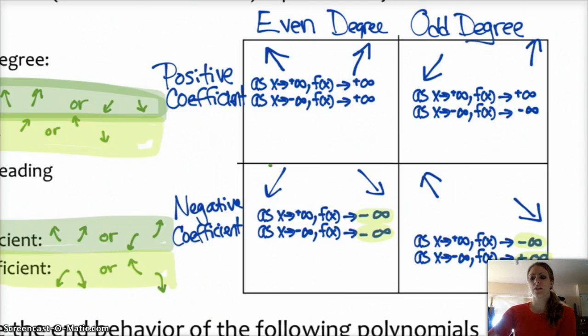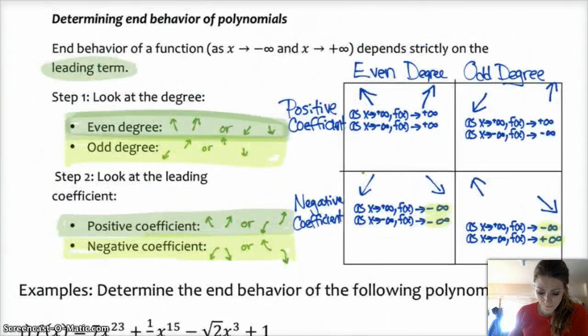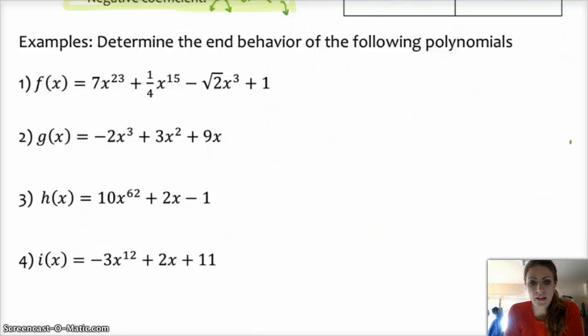Throwing a negative in front of your leading coefficient, your leading term. Okay. So let's go ahead, try the next couple problems on your own. So determine the end behavior of the following polynomials. So go ahead, try them, pause.